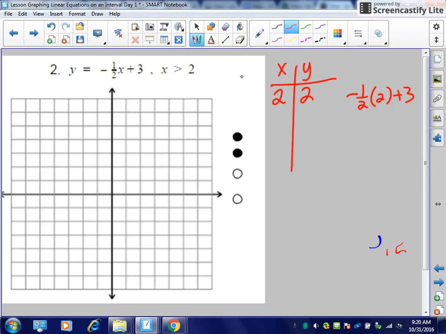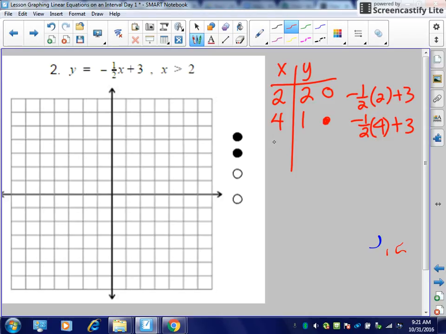But it says greater than, so that means that this is going to be an open circle. Now, also because it says greater than, the numbers I've got to pick have got to be bigger than 2. Now, I could pick 3, but because this is a fraction and the denominator is a 2, that means I'm going to get a decimal, so I'm going to pick things that are multiples of 2. So the next thing I would pick would be 4. Okay, so then I would do -1/2 times 4 plus 3. -1/2 times 4 is -2. -2 plus 3 is 1. And of course, that's going to be a closed circle. The first one's going to be open or closed. The rest of them are going to be closed.